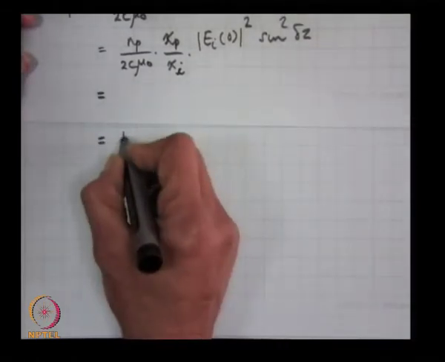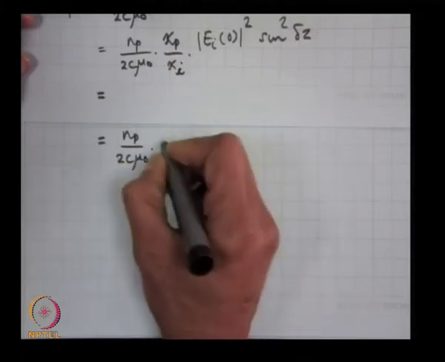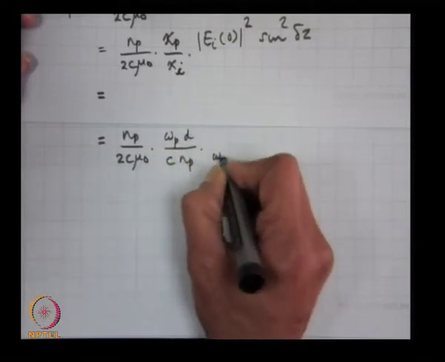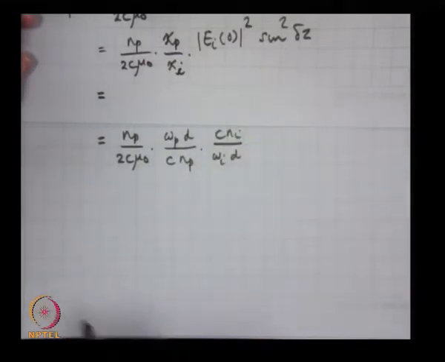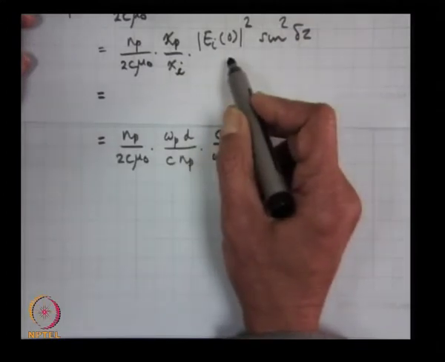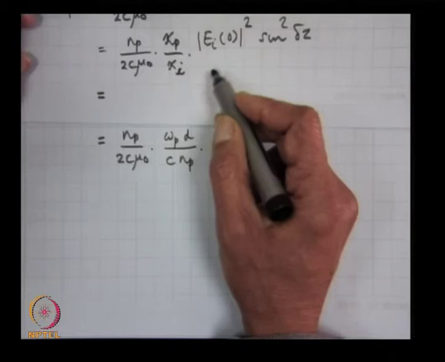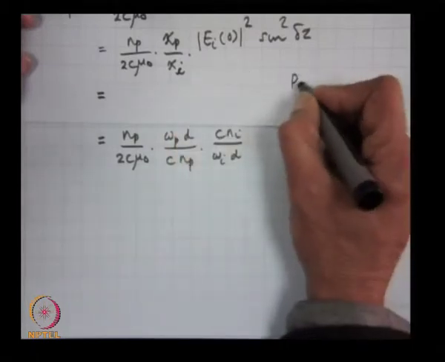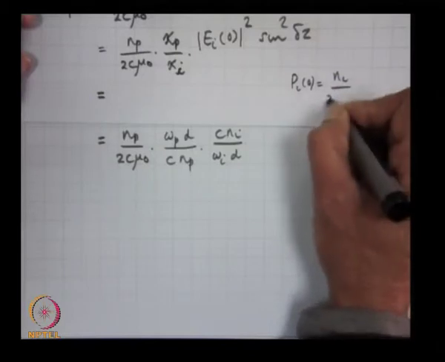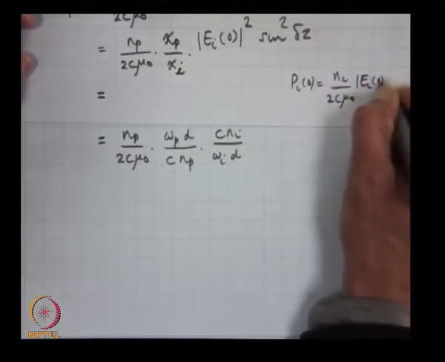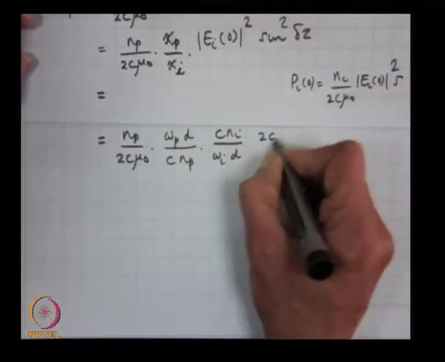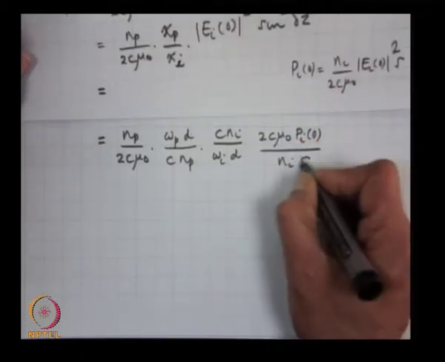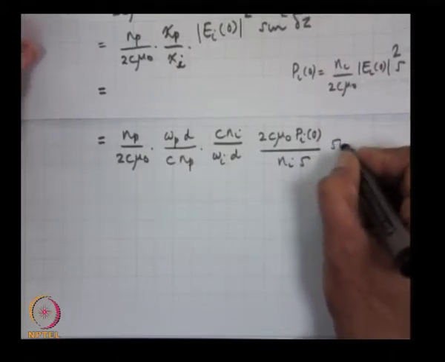Is equal to Np by 2c mu 0. Kappa P is omega P d by C and P. Kappa I is omega I D by C and I. And I want to replace EI 0 square by the power at the omega I frequency. So how is the power related to this? PI of 0 is equal to NI by 2C mu 0 mod EI 0 square into area. So this is 2C mu 0 PI of 0 by NI into area into sine square delta z.